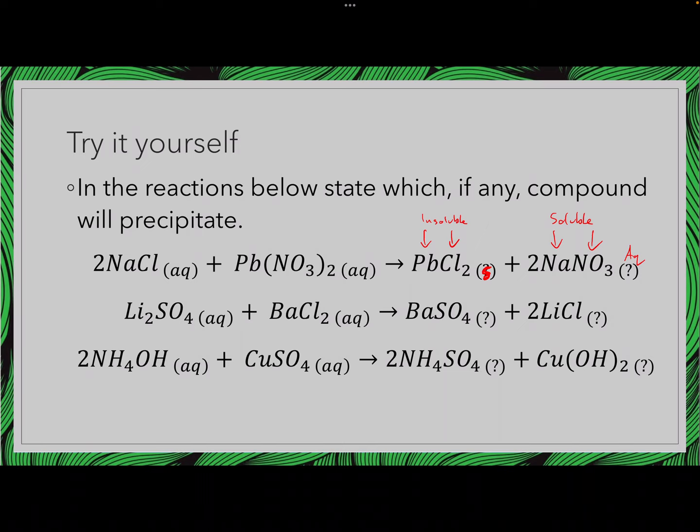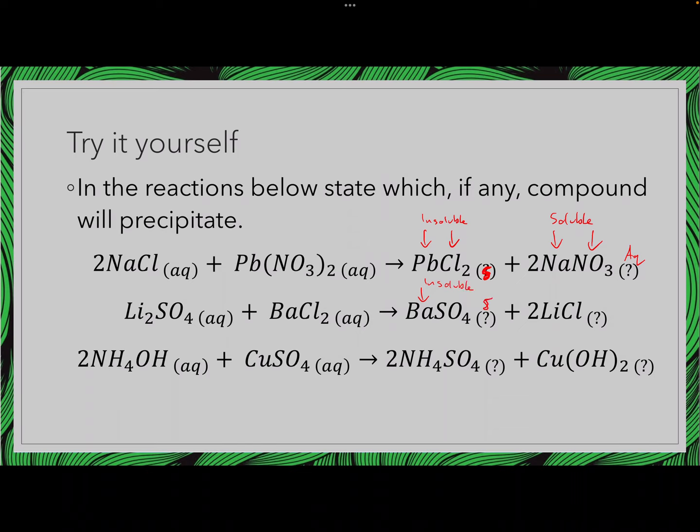Let's have a look at barium. Instantly, we should know that barium was an exception for something. What was it? Let's go back and have a look. So we look at sulfates. The exception was calcium, strontium, barium. So barium sulfate is an exception to that rule. So this one's going to be insoluble. So it's going to be solid.